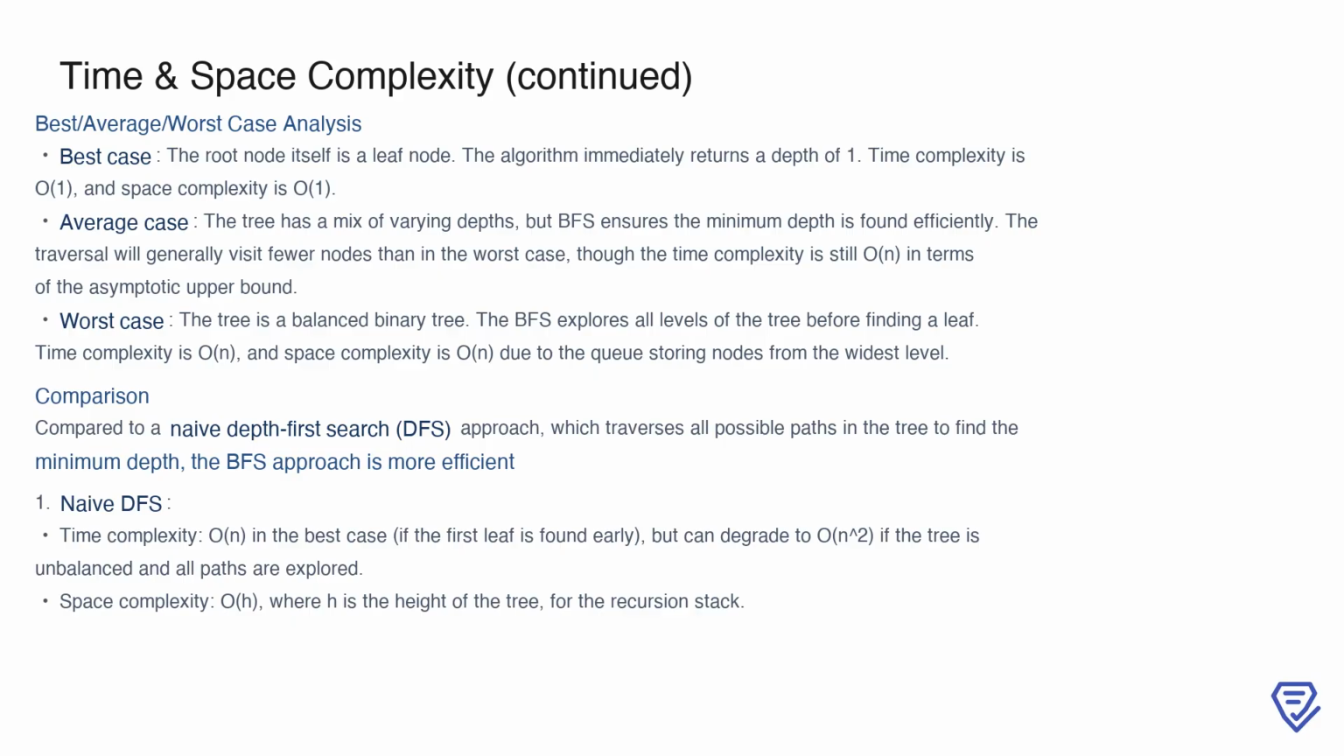In the worst case, the tree is balanced, and the BFS must explore all levels of the tree before encountering a leaf node. This results in a time complexity of O(N) and a space complexity of O(N), as the queue would store nodes from the widest level.